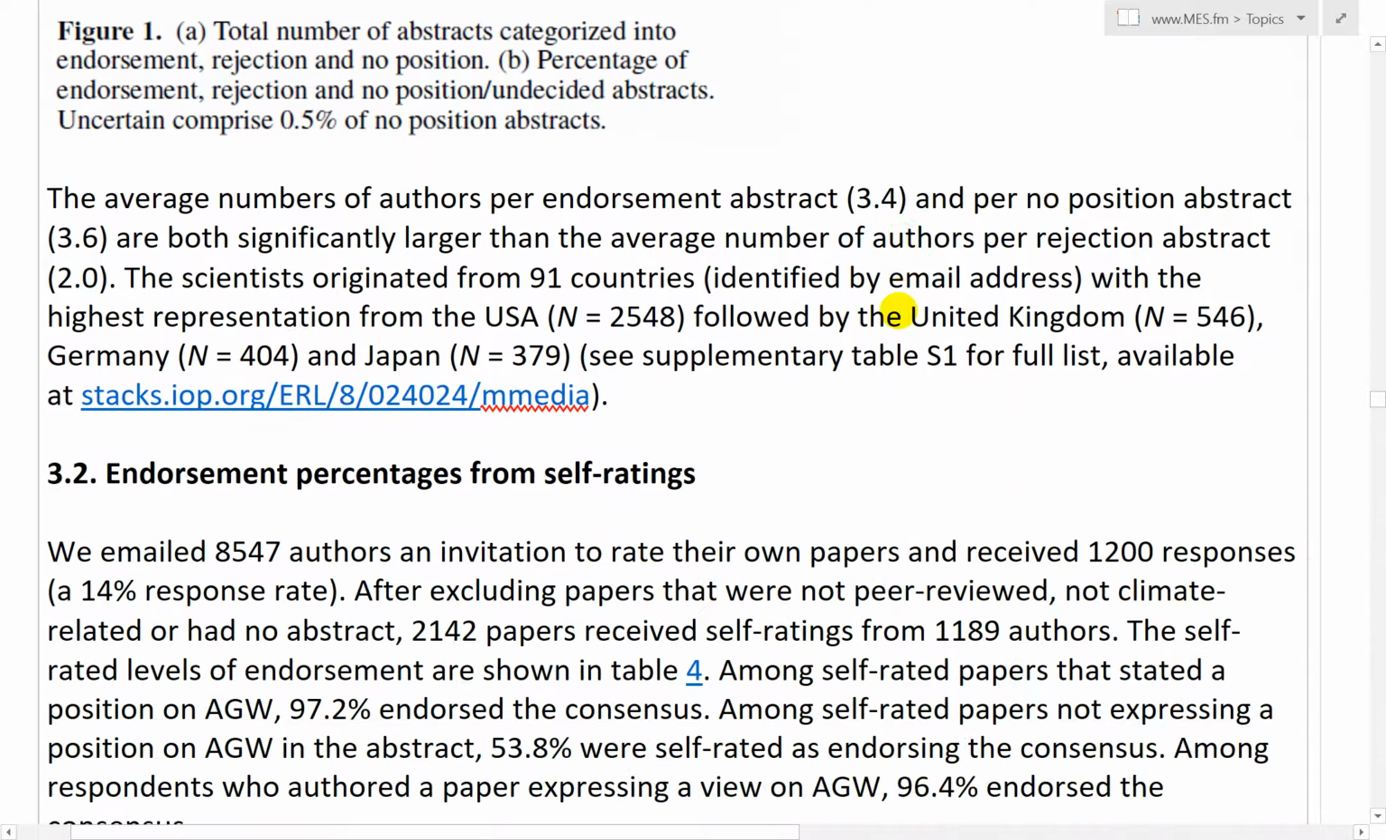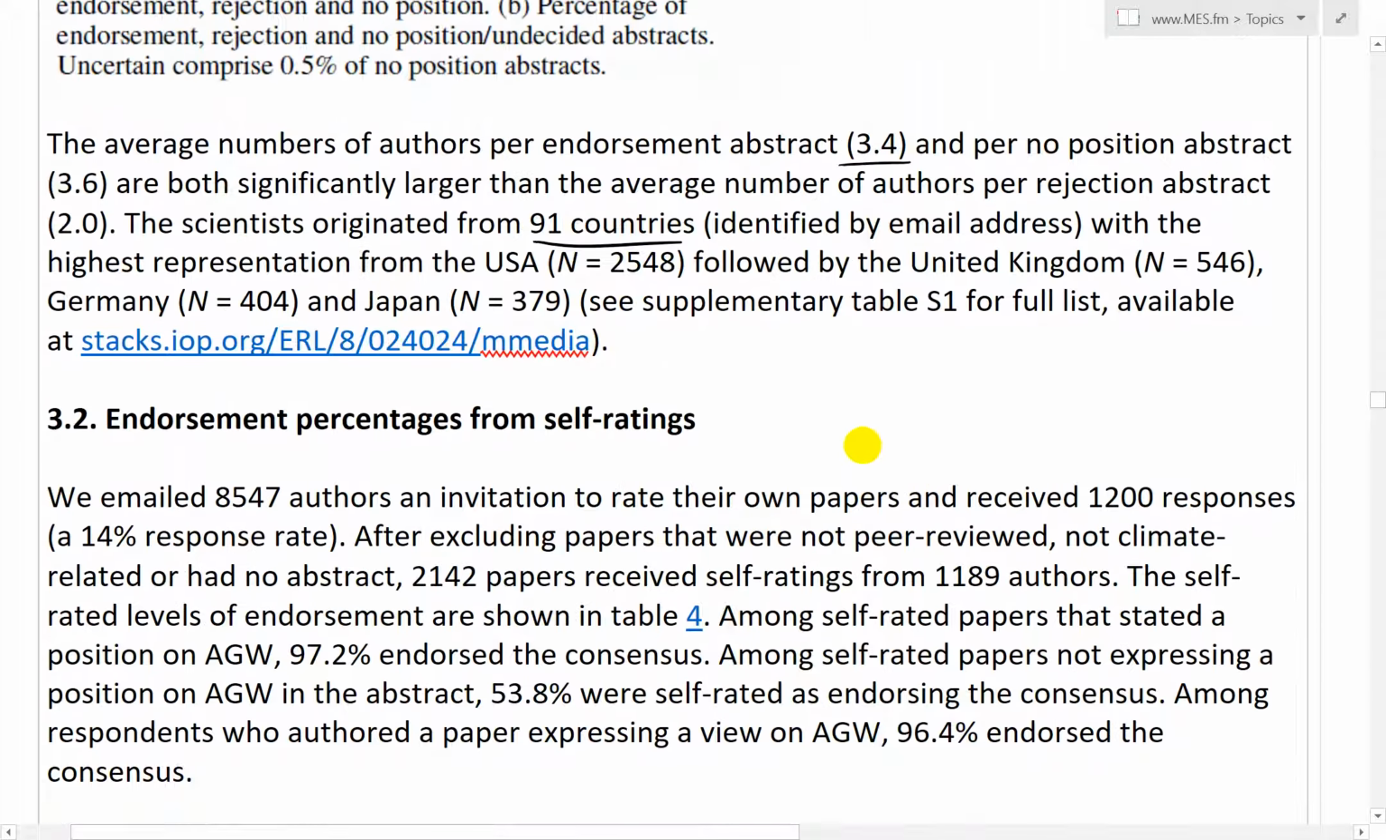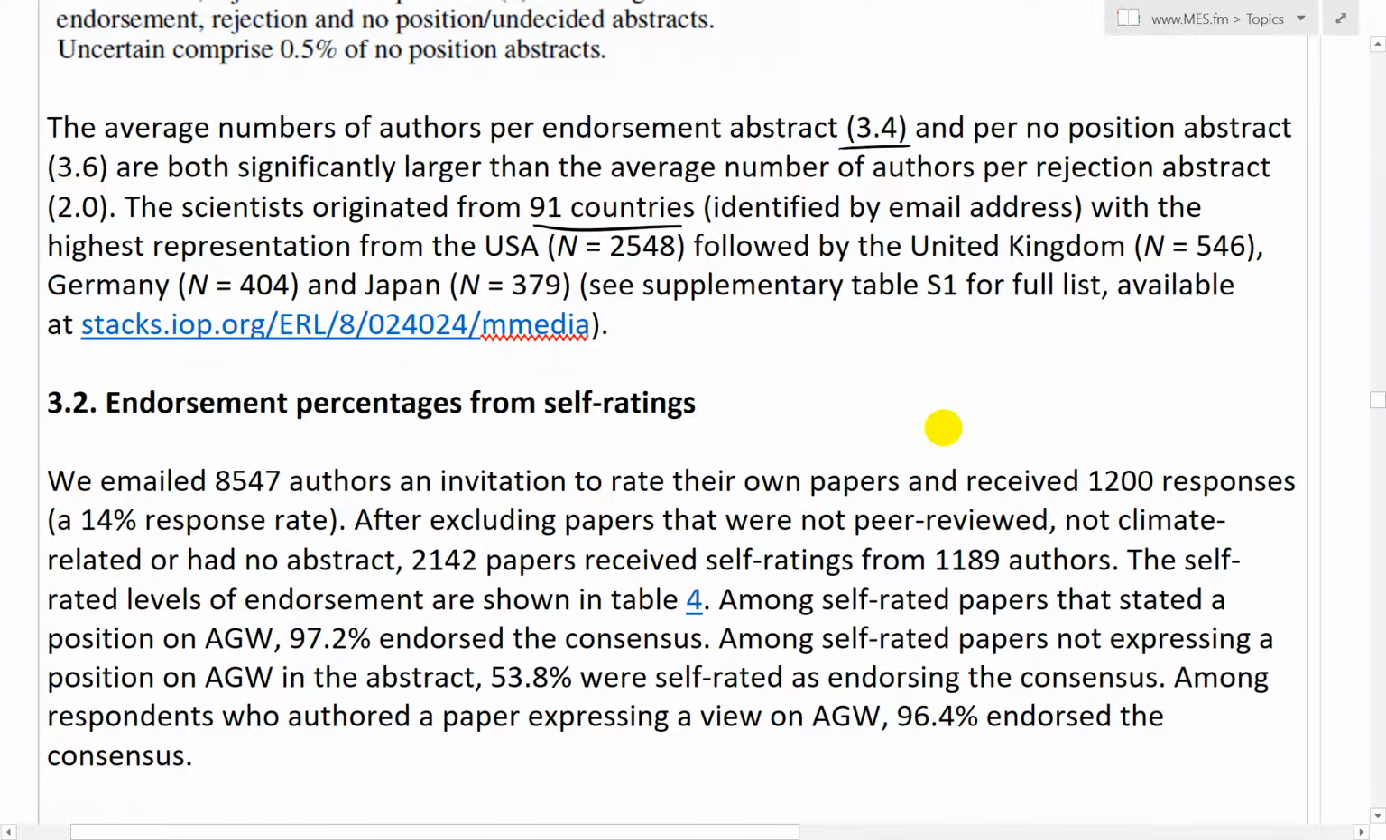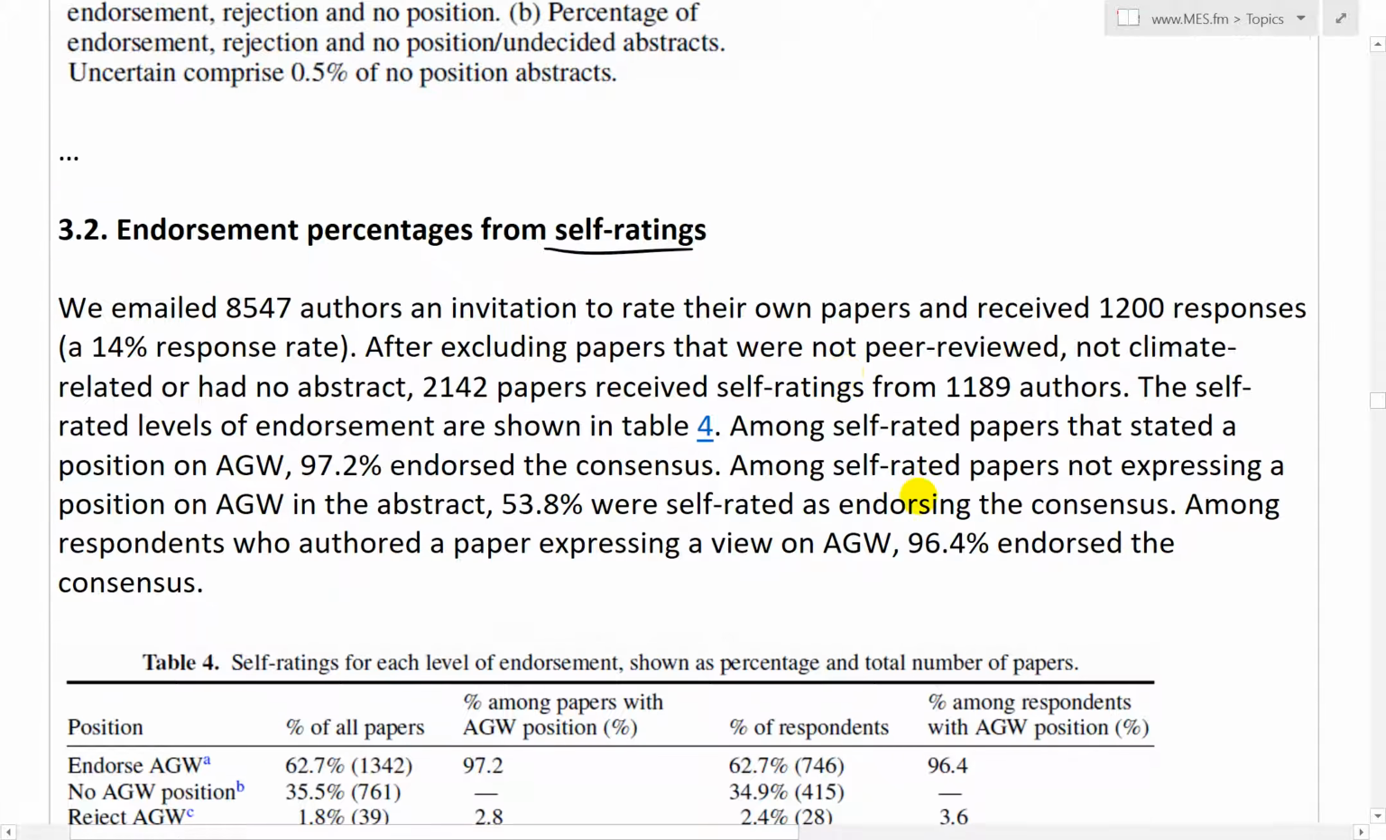So anyways, moving forward, the average number of authors per endorsement was 3.4, and the scientists originated from 91 countries. Going on, this is some extra information there. In fact, here I just removed that.